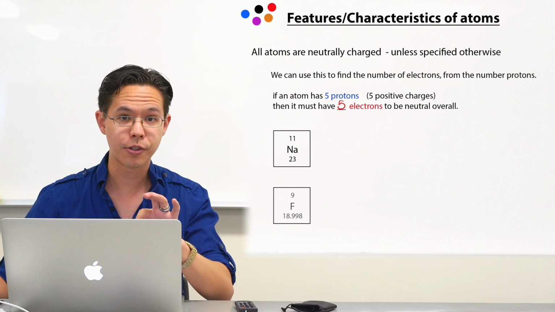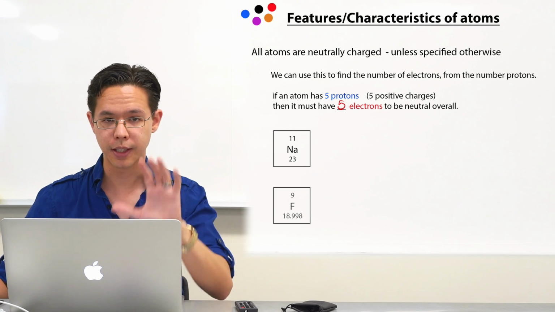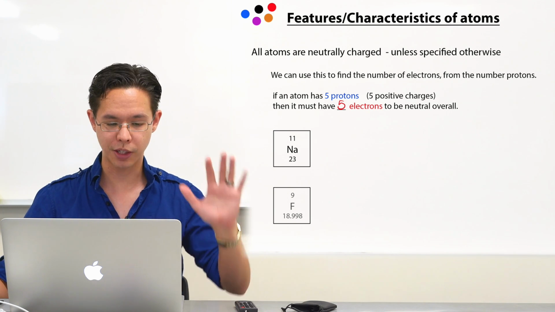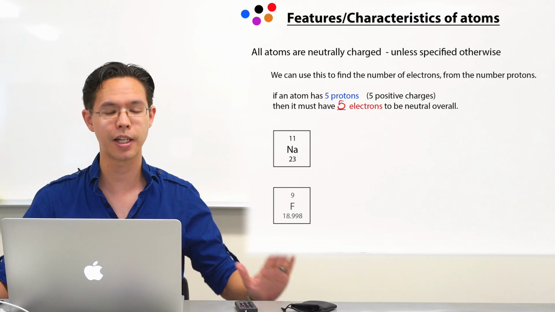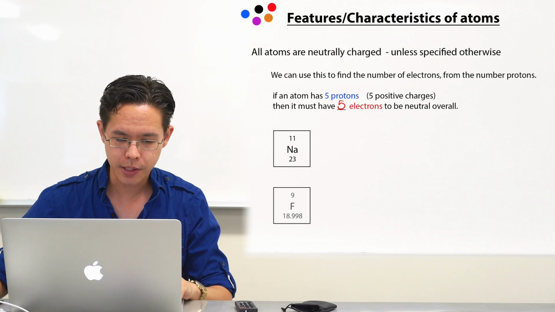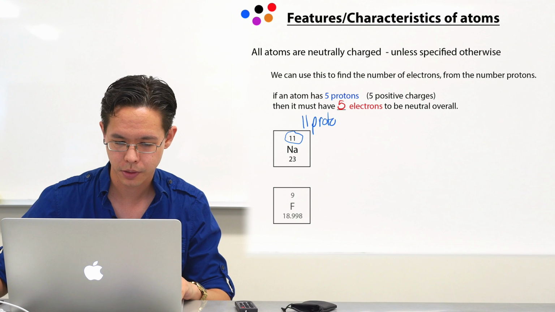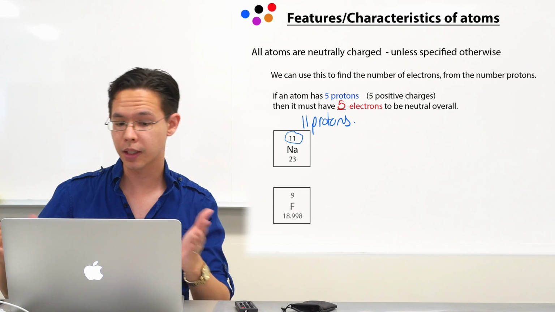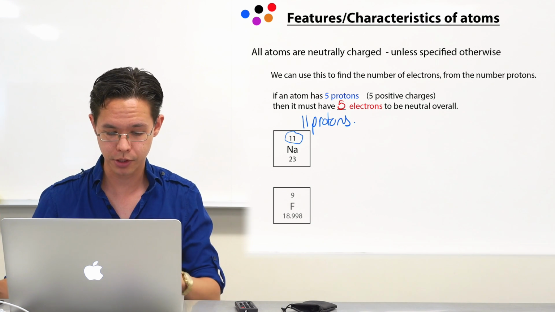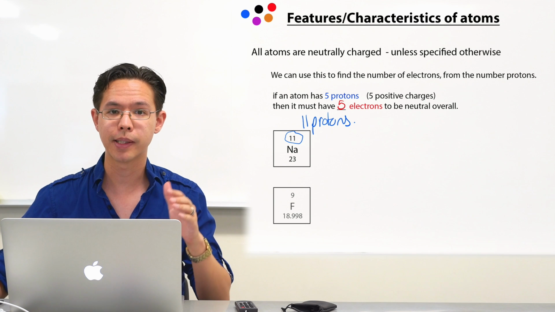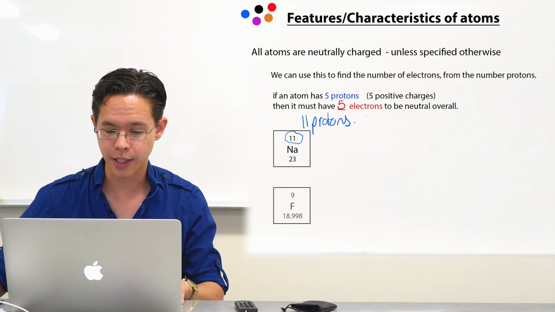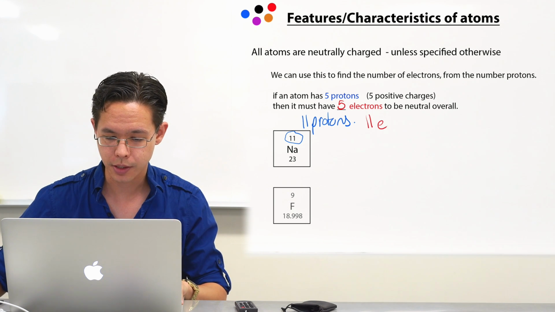Now, let's do some more real-world stuff. Again, we're going to go straight back to the periodic table. I've taken that slice again. It's a sodium atom, our favorite. And we can see we've got the atomic number 11. That tells us how many protons. So I've got 11 protons. How many electrons must I have to balance that out, to cancel out that charge? I must have an equal number of electrons to make sure that they cancel.